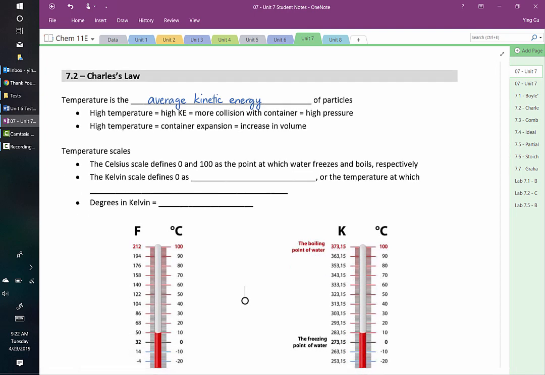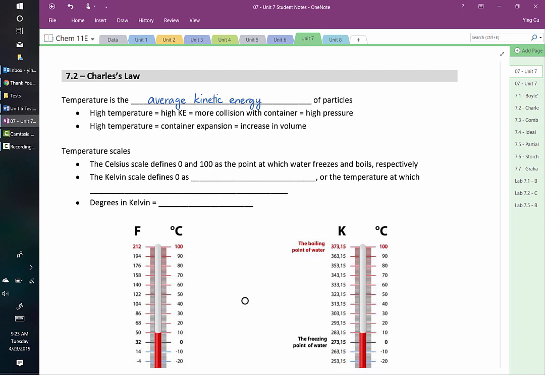Temperature. It's getting hot in here because it's time for chemistry. Temperature is defined as the average kinetic energy. We all know what temperature is, it describes how hot or cold something is, but in chemistry, the formal definition, or actually in physics too, it is the average kinetic energy.